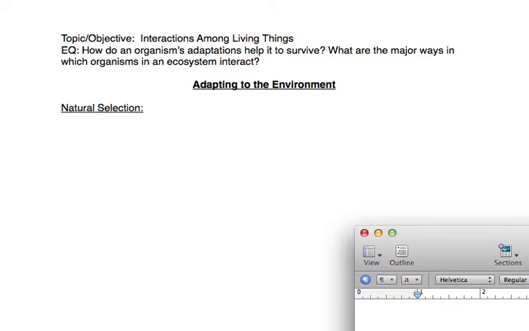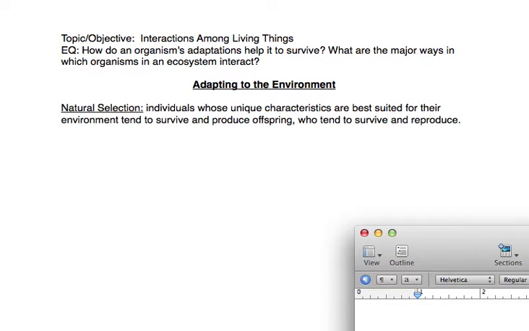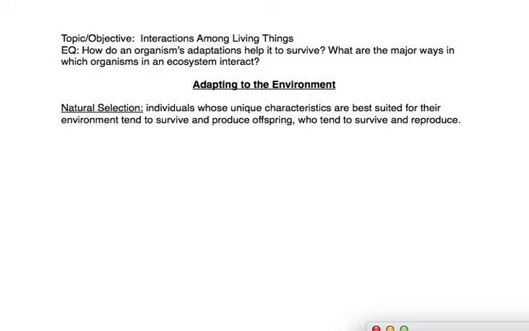What natural selection really means is that those individuals in a species who have unique characteristics that make them really suited to their environment are more likely to survive and produce offspring who are also suited to their environment. So our definition today is individuals whose unique characteristics are best suited for their environment tend to survive and reproduce, and when they reproduce, they're producing offspring who also tend to survive and reproduce. So I'll give you an example.